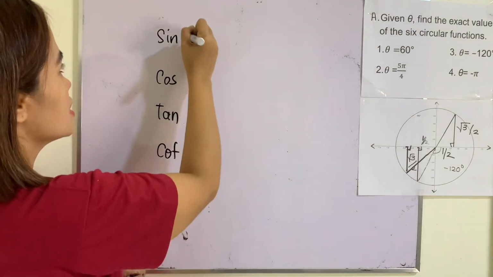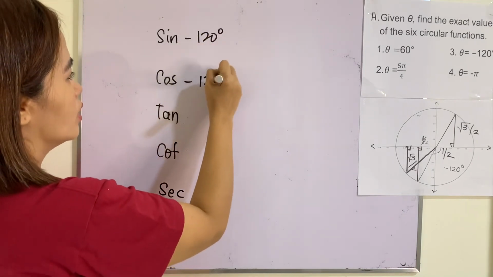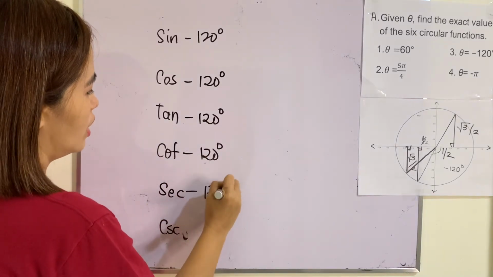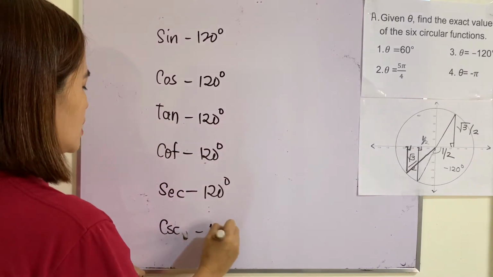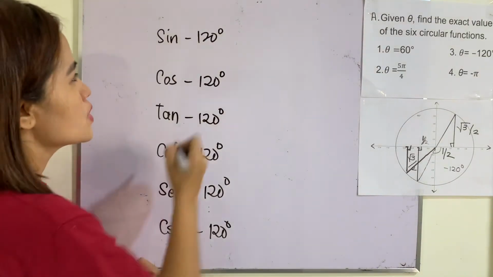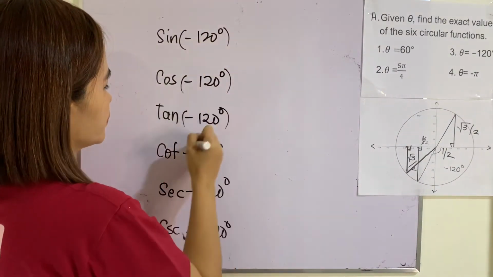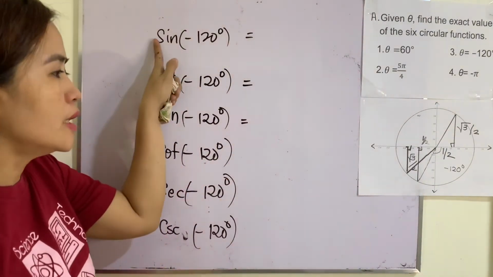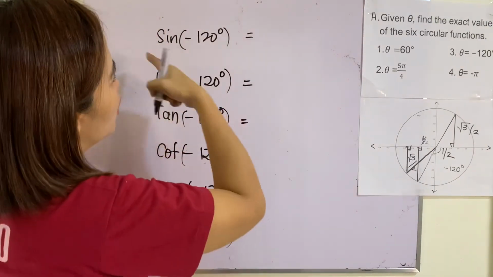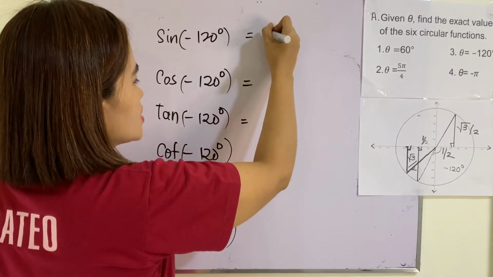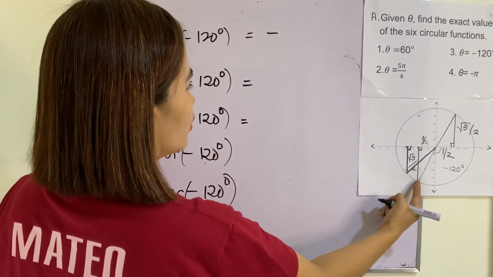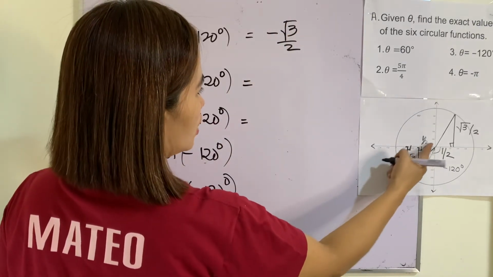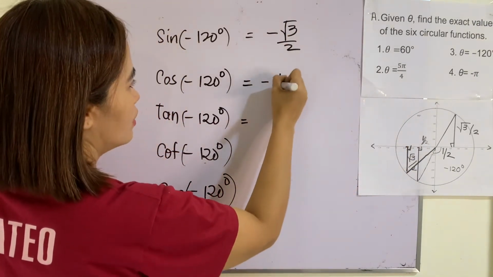So the given angle is negative 120 degrees. Okay. So this is equivalent now to our sine. In the third quadrant, our y is negative. So therefore this one is negative. Our y is square root of 3 over 2. Our x is also negative, and the shorter side is negative 1/2.